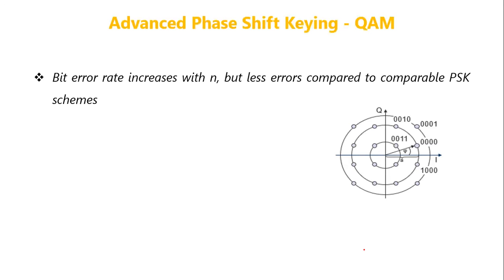So let us try to understand how 16 QAM works. Using this you can send at most 16 symbols, and 4 bits will represent one symbol. In the normal quadrature phase shift keying, we discussed 2 bits represent one symbol, but here 4 bits represent one symbol. Okay. So in these schemes, as n increases, the error rate will increase, but it will have fewer errors when compared to normal PSK schemes.